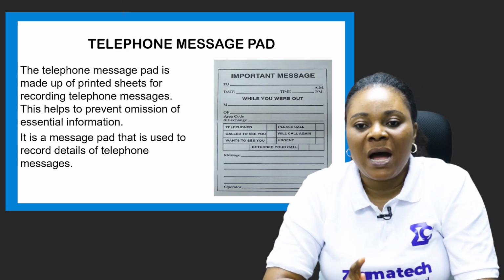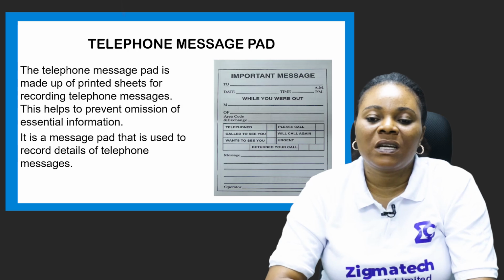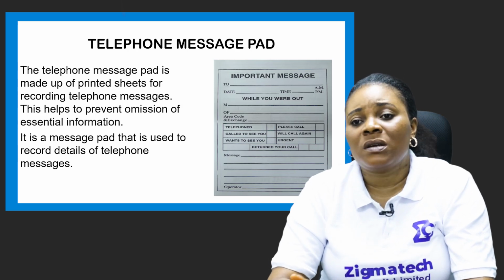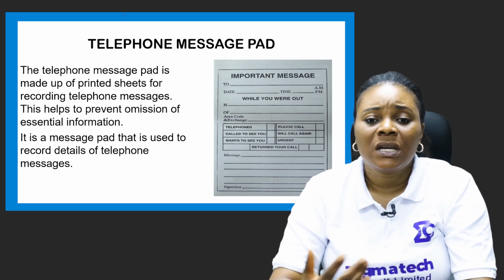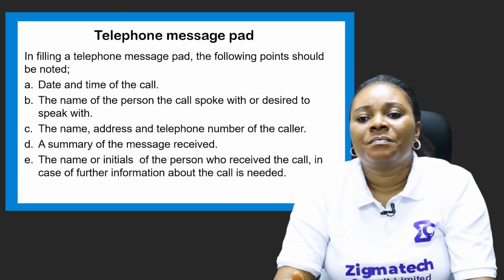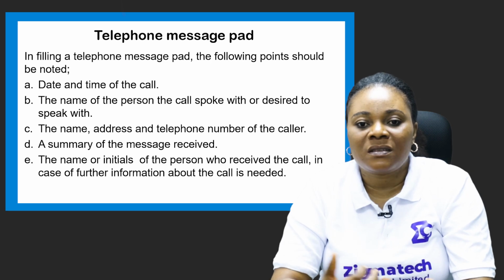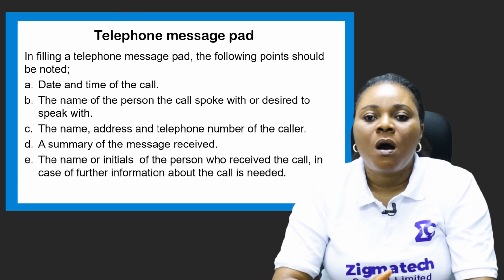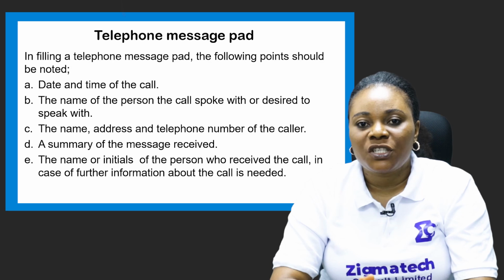It is a message pad that is used to record details of telephone messages. You can also call the telephone message pad the telephone directory. So let's look at what this telephone message pad entails. What are the things that can be taken note of on the telephone message pad?